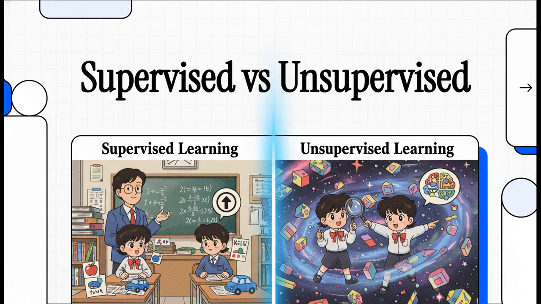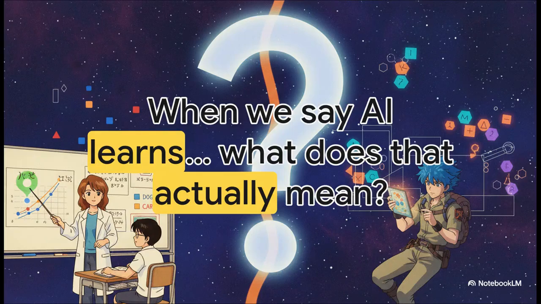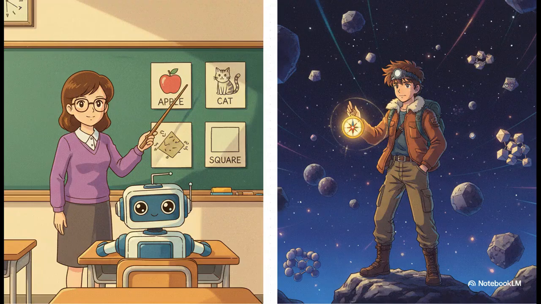Let's dive in. Right, so when we talk about AI learning, it's not like it's cramming for a test or memorizing textbooks. Nope, it's all about one simple, powerful idea: finding patterns in data. And how it finds those patterns? Well, that's where things get really interesting, because there are two totally different approaches. And those two methods are called supervised and unsupervised learning.